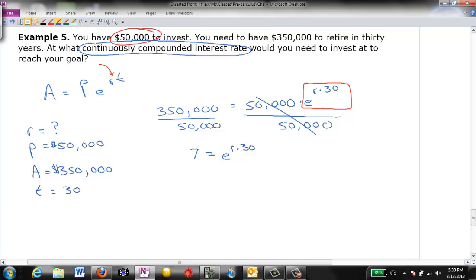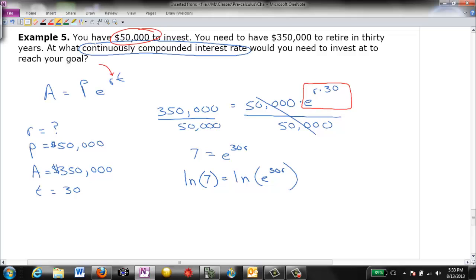Or if you want, you could rewrite that as 30r. Okay, it might be easier to read. So 30r. All right, and then I'm going to use that technique that we learned about in the very beginning of this section of notes. I'm going to go ahead and take the natural log of both sides. So I have the natural log of 7 equals the natural log of e to the 30r.